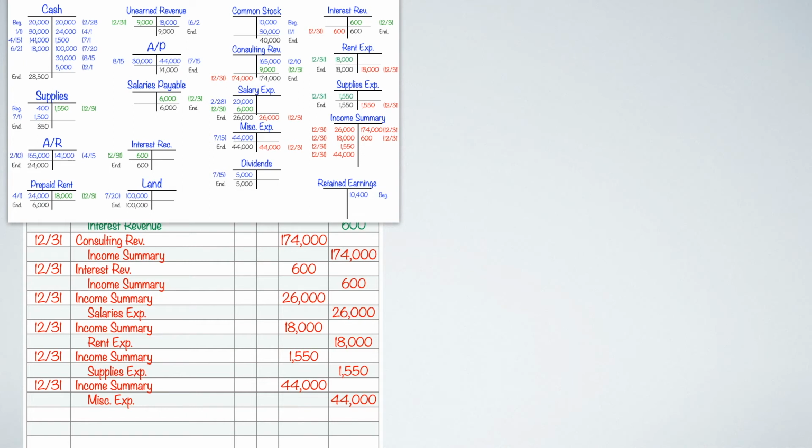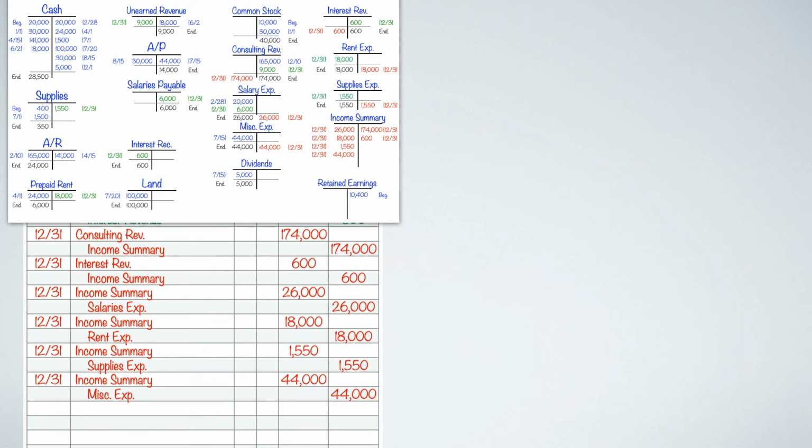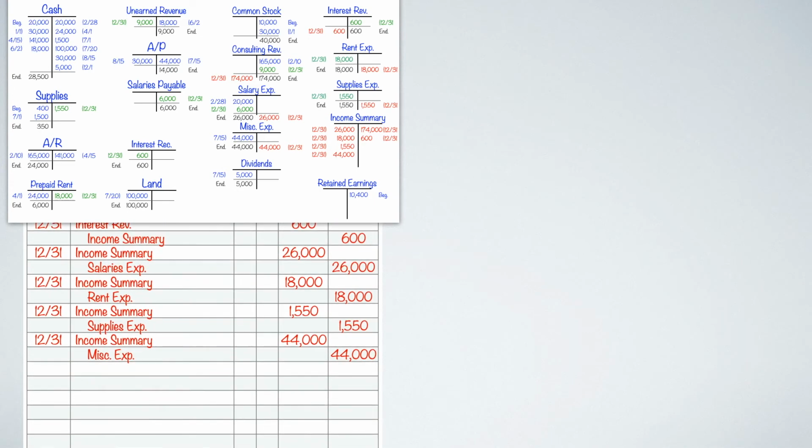Now that we have done the income summary T-table, we need to close it out now. And so we've got to find its account balance. If I add up the debits and the credits, subtract the two, it's going to give me a balance on the credit side of 85,050, which is our net income as well.